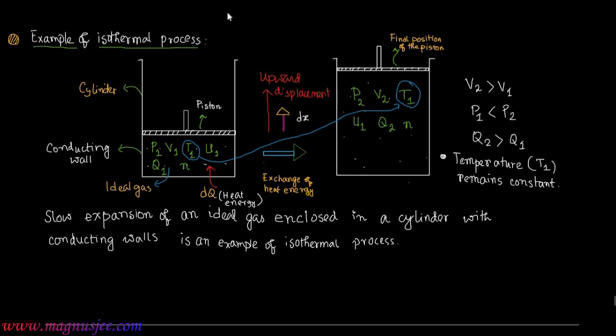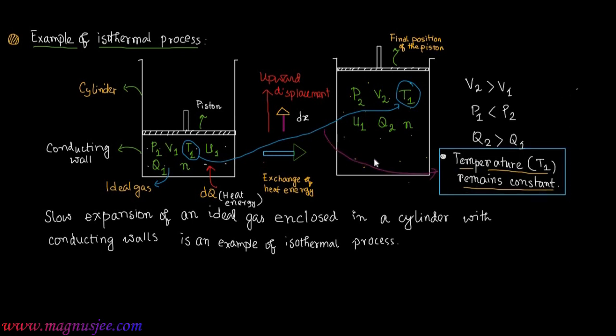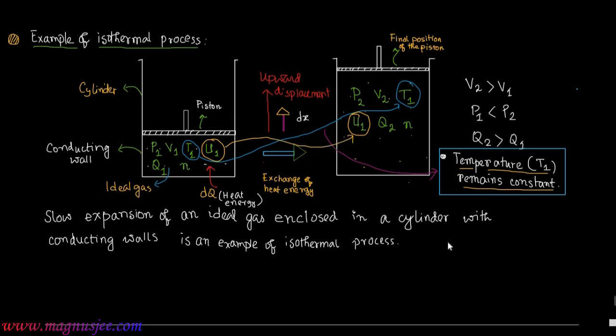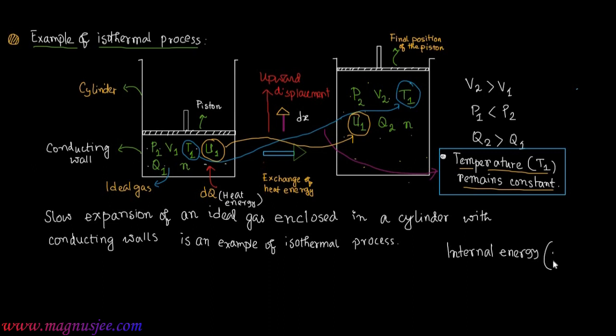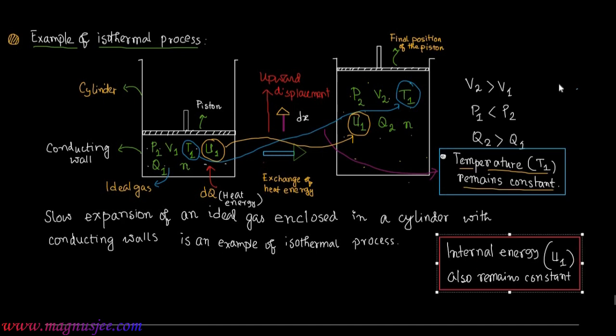Similarly, internal energy will remain constant. Temperature T1 remains constant due to this isothermal expansion. Internal energy was E1, and the final internal energy will be again E1. That means internal energy also remains constant. Internal energy will not change because temperature remains constant in this isothermal expansion of the ideal gas.